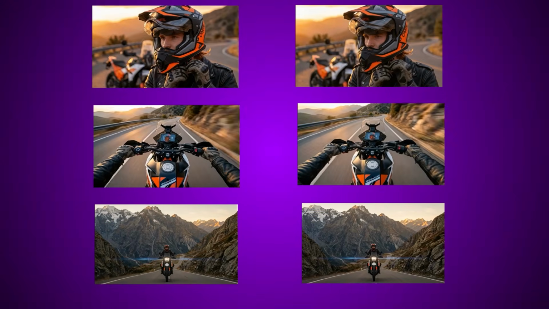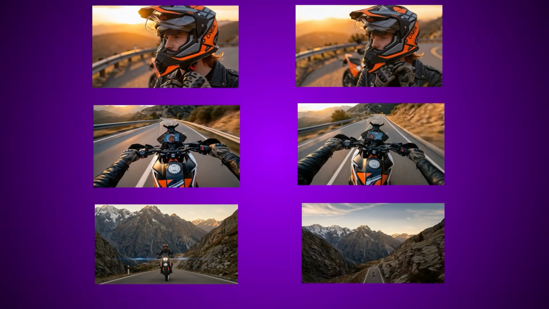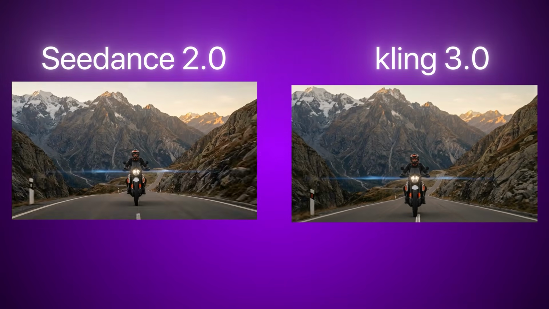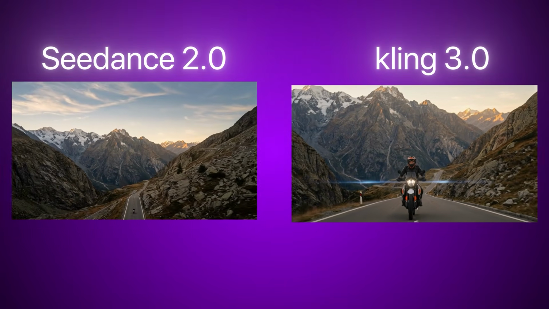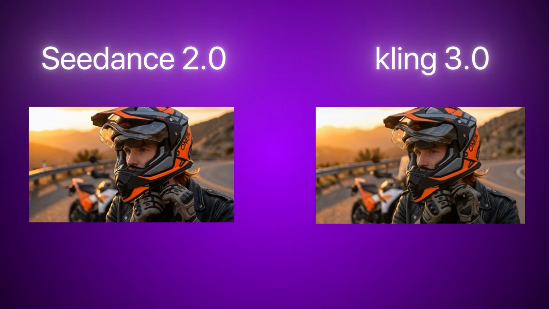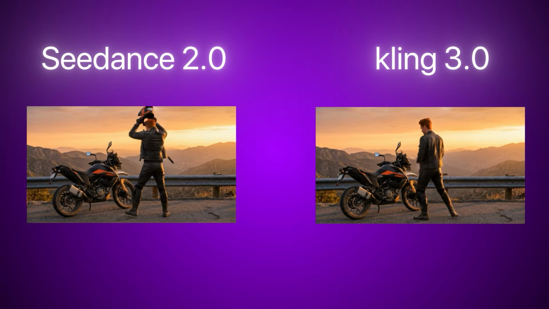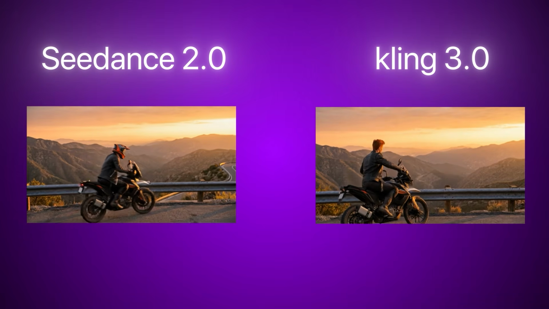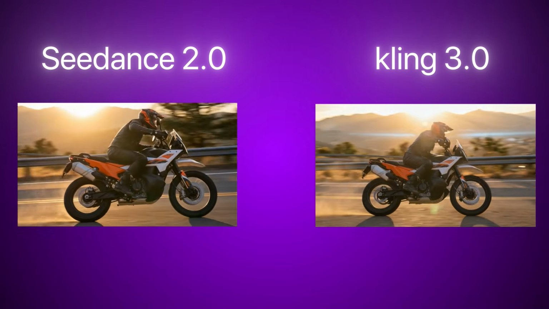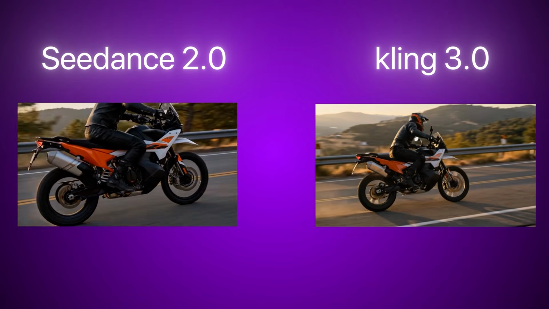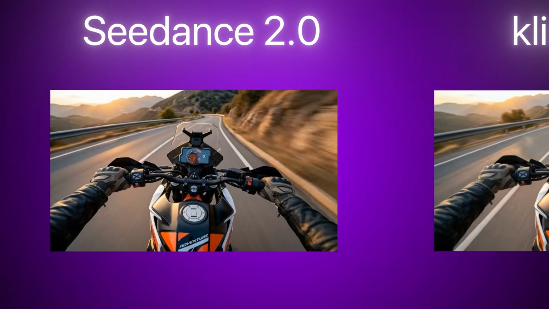After testing both models side by side, honestly, both are really impressive. Kling 3.0 feels slightly smoother in some wide cinematic shots, while Seedance 2.0 performs better in close-up motion and especially audio quality. The sound design feels more natural and polished overall. So if I had to choose one for cinematic storytelling, I'd probably lean slightly towards Seedance 2.0.